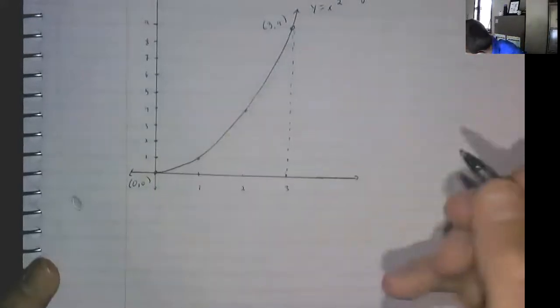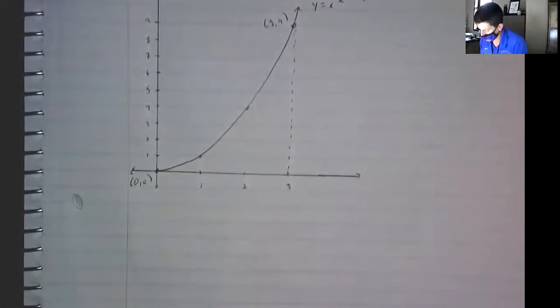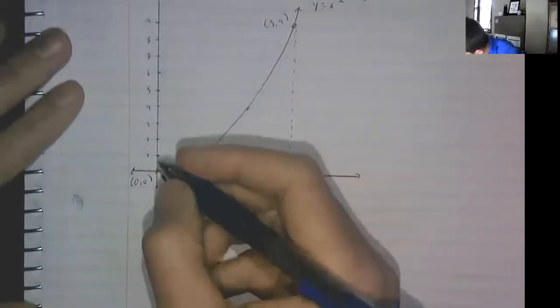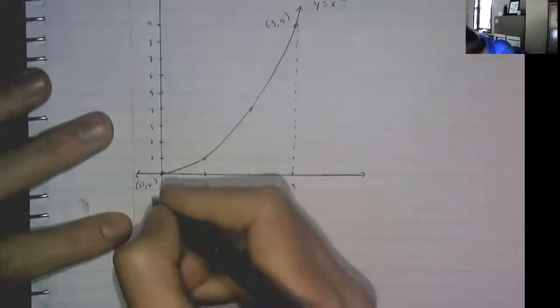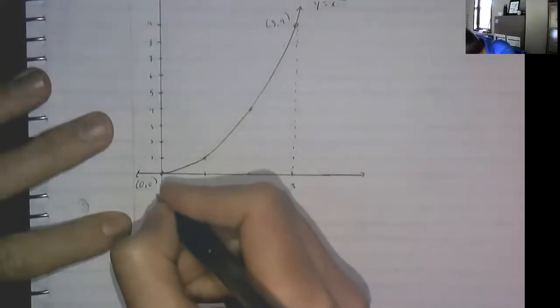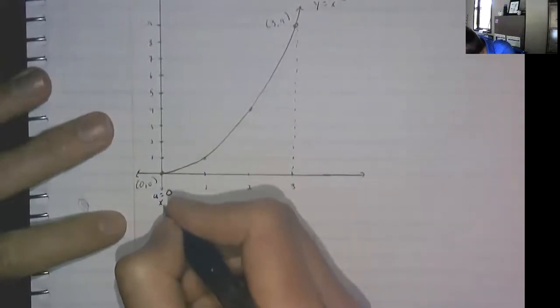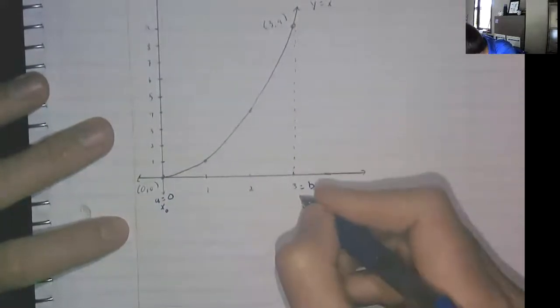Okay, well, let's set up our x sub 0 and our x sub n. So our x naught is going to be at 0, which corresponds to a. So a is equal to 0, which is also equal to x naught. And then b is 3, which is also x sub n.